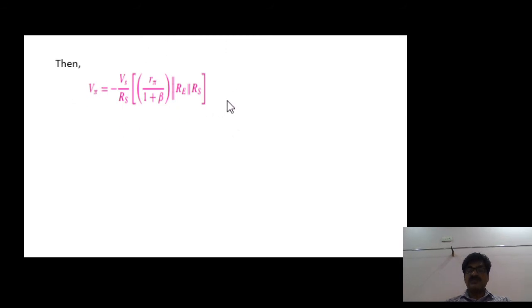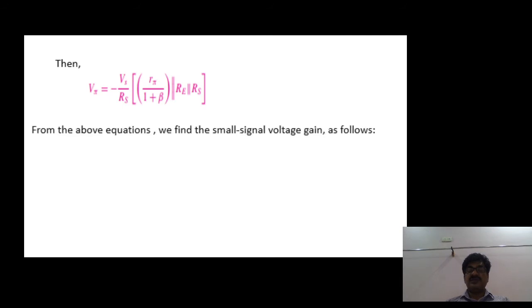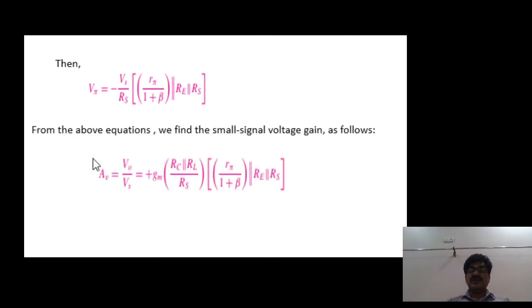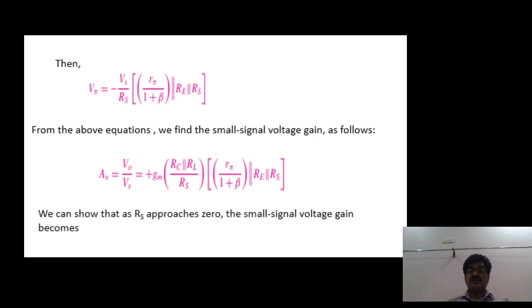Now substitute this V pi in the V0 equation, so that the voltage gain AV equals V0 by Vs equals gm RC parallel RL divided by Rs into this resistive parallel connection, that is the parallel connection of Rs parallel Re and R pi divided by 1 plus beta. Like that you can derive the voltage gain equation in the common base amplifier.